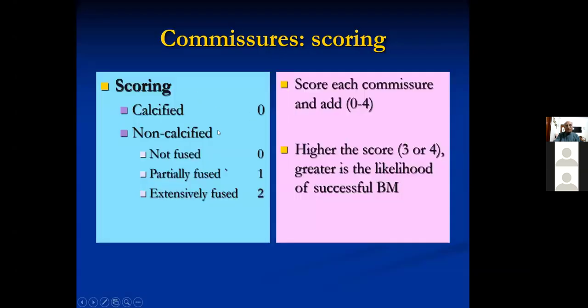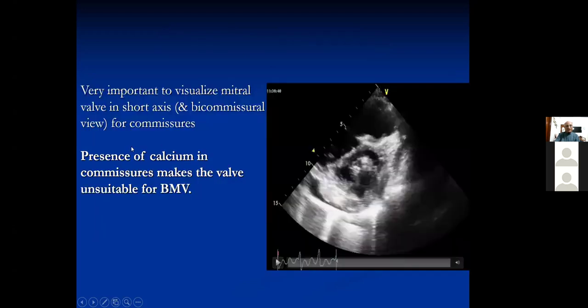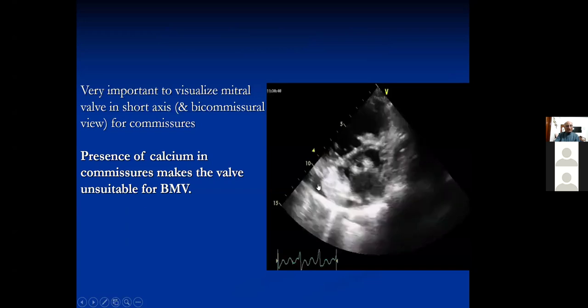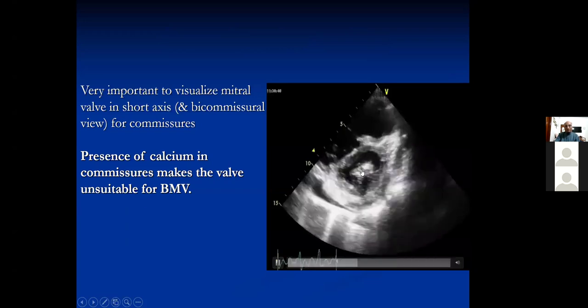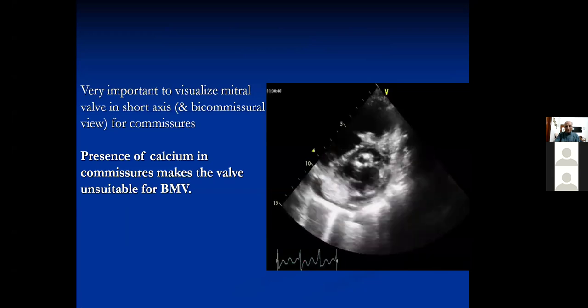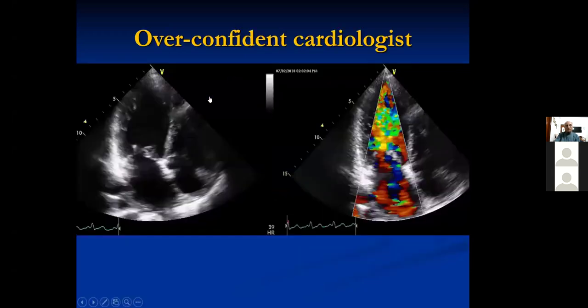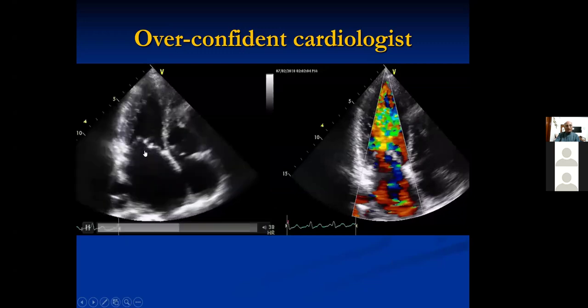And we can now do a commissure scoring. If it is calcified, we give you a 0 score because you cannot do anything. If it is non-calcified and not fused, that again is 0, because if it is non-fused, you cannot do anything. Similarly, for partially or extensively fused, the higher the commissure score, the better will be the result of a balloon mitral valvotomy. For example, here you see the presence of calcium in the commissure makes the valve unsuitable for a balloon mitral valvotomy, but an overconfident cardiologist did this, and he developed a rupture.